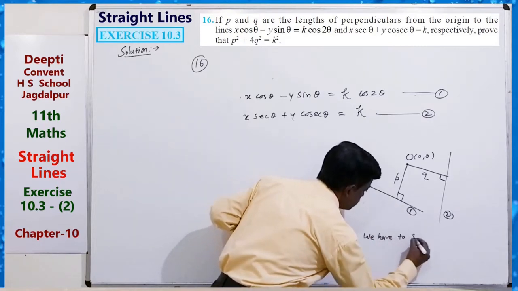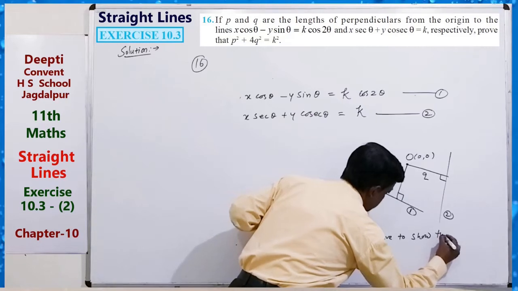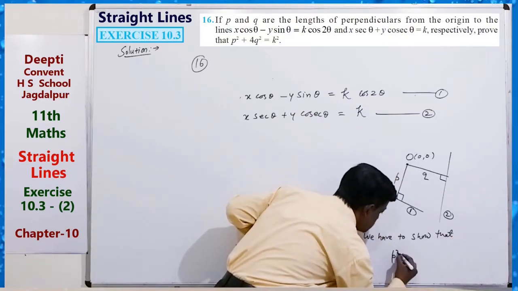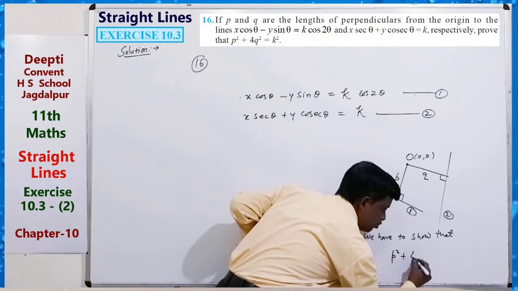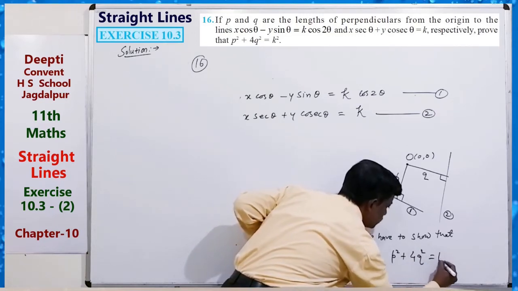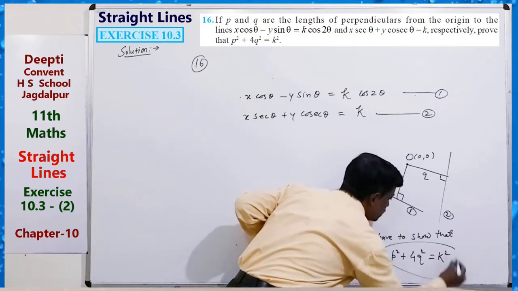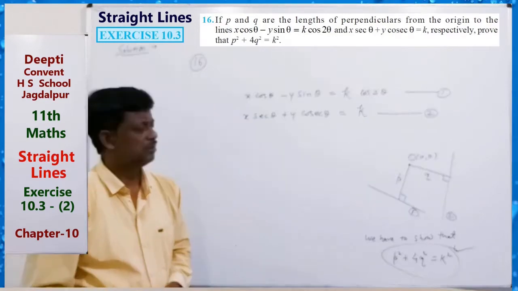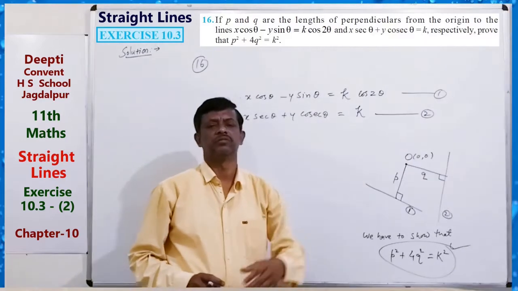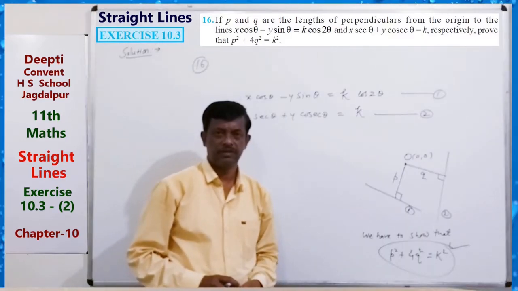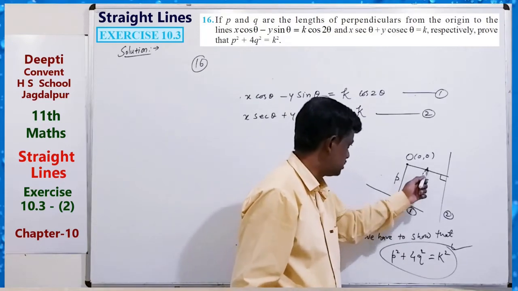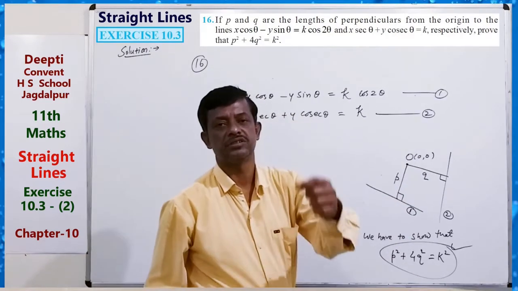We have to show that P square plus 4Q square equals K square. Just we have to show this. So very simple technique. Only the perpendiculars are given. Okay? So just find the value of this perpendicular distance.